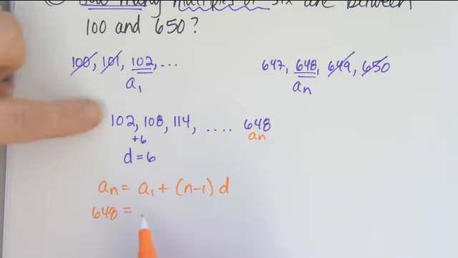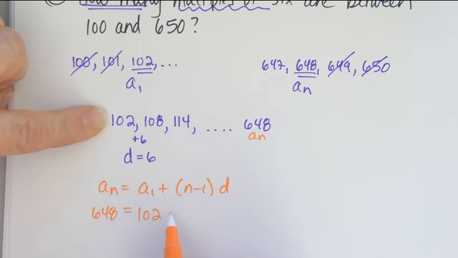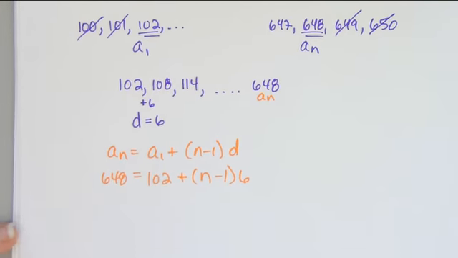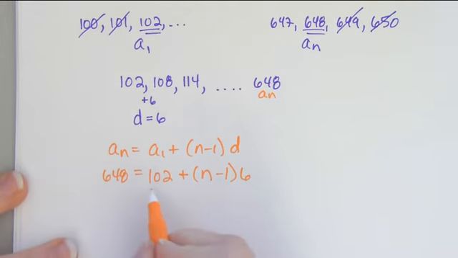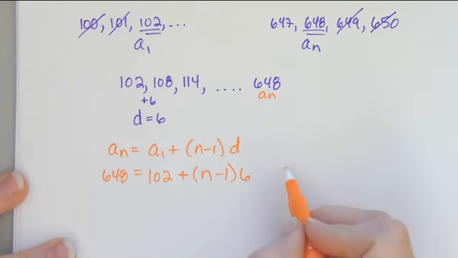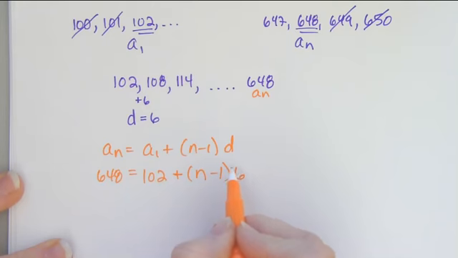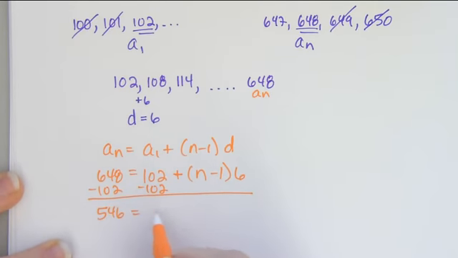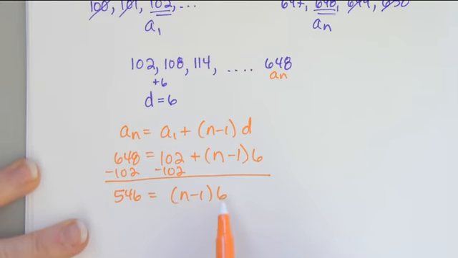I know my first one is 102 plus, I don't know how many terms there are, but I do know that my common difference is 6. So then I can solve for n. There's a couple different things you could do. Most people would probably distribute, which is fine. But if you subtract 102 from both sides, 648 minus 102 is 546 equals n minus 1 times 6. You sure can go ahead and distribute.